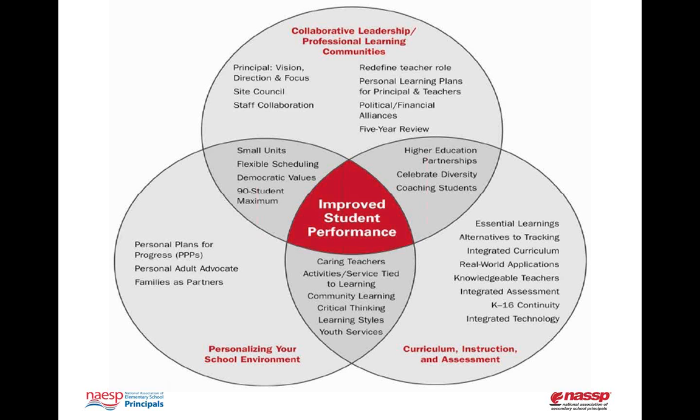The foundation of this work, just a little bit more background on that, from both NAESP and NASSP, is built on the idea of these overlapping areas that all need to work together to improve student performance. The three large areas you can see here are collaborative leadership, PLC-type learning for staff, the personalization of the school environment for students, and the continual refinement of curriculum, instruction, and assessment. As those three are being improved upon, they will certainly have impact on other areas, with the end result obviously being improved student performance, what we want for all our kids.